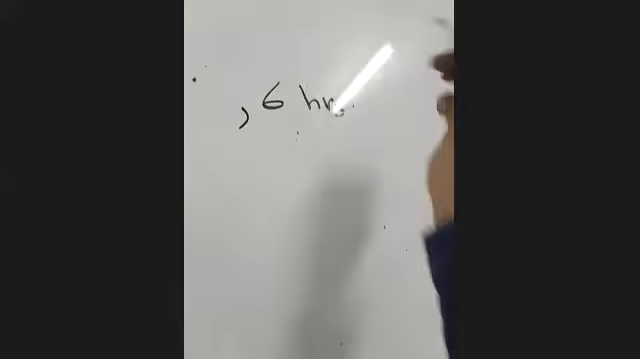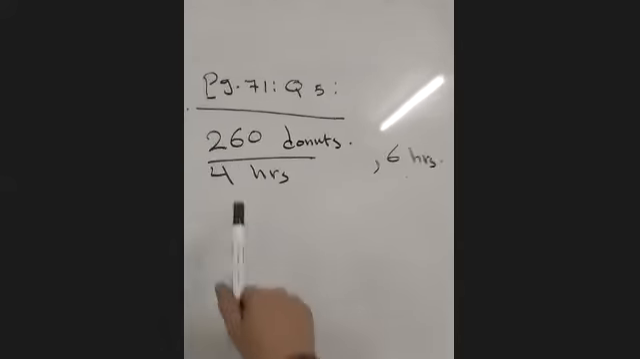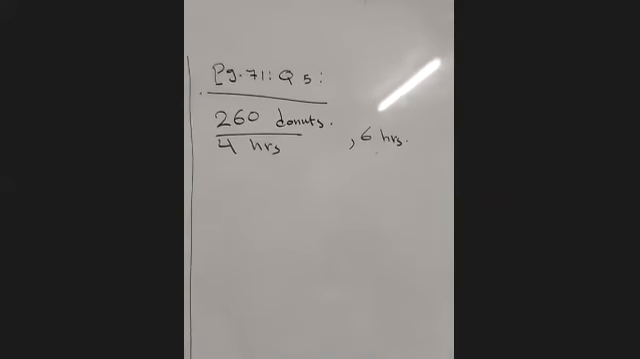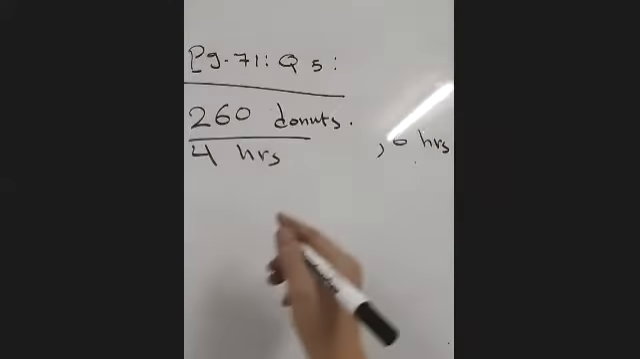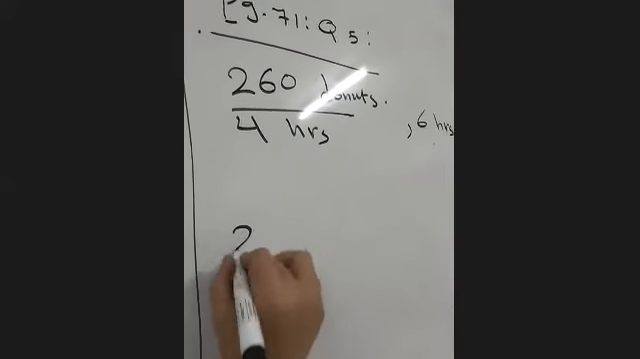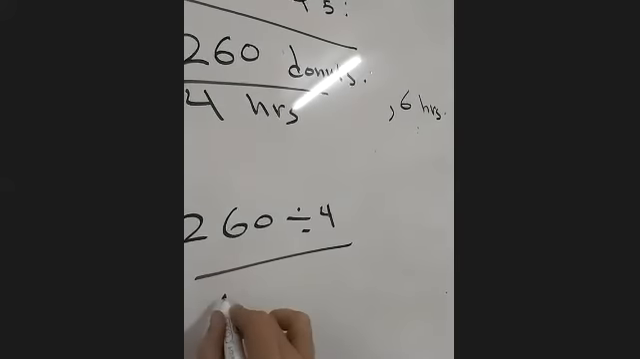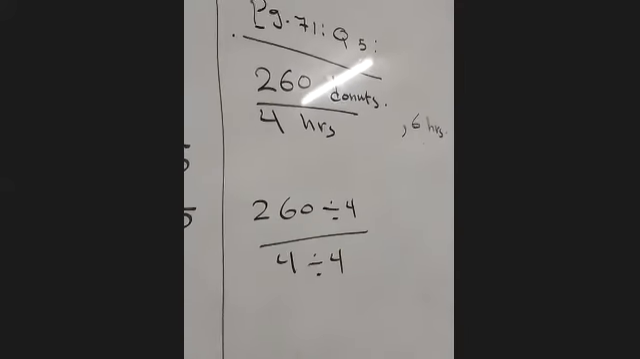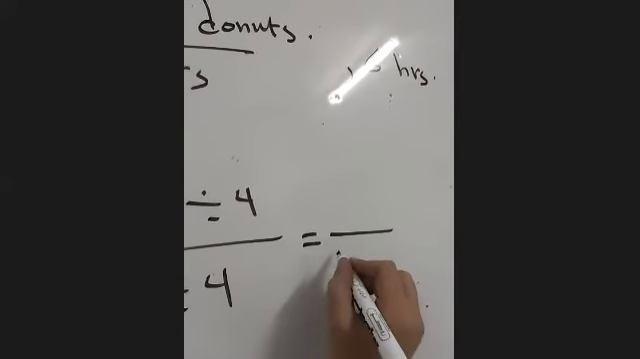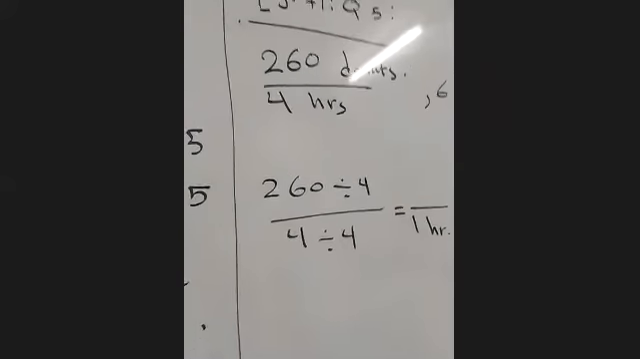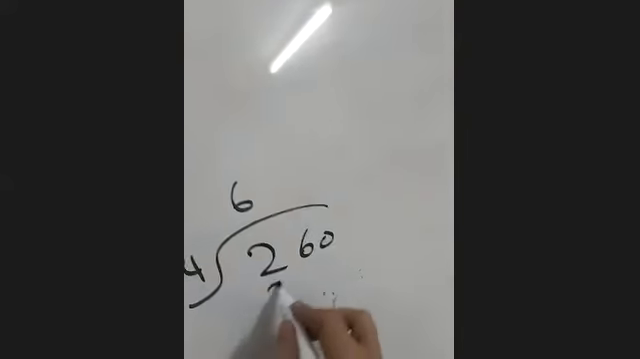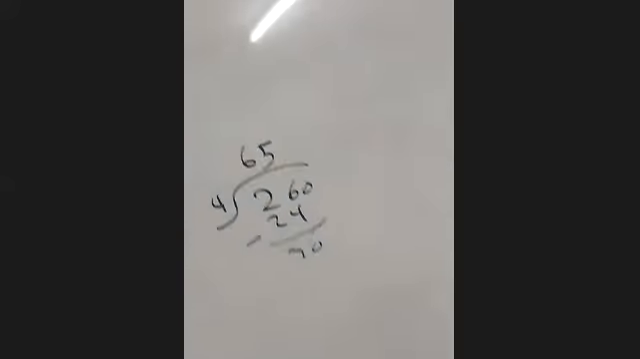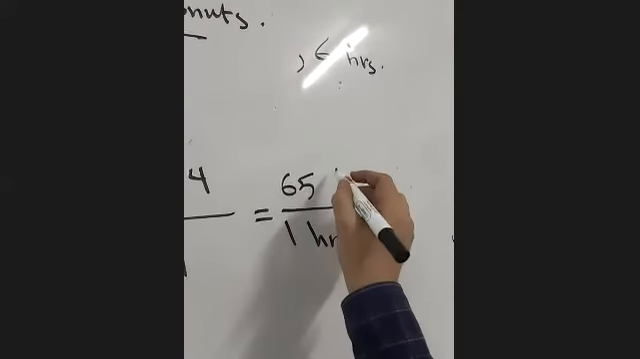In 6 hours. We did this yesterday, mister. I want to turn the 4 hours to 6 hours. Can I do that? No. I can turn the 4 to be 1. Then I multiply with what, Hamza? 6. So here I need to turn this 4 hours to 1 hour. 260 divided by 4 over 4 divided by 4. Down will be 1 hour. Up, how much is 260 divided by 4? This is 6, 24, subtract, 20, 65.